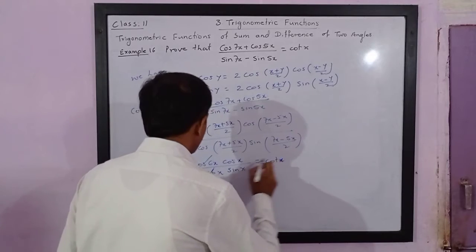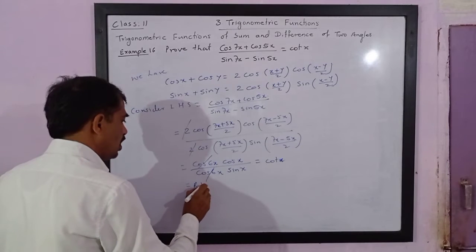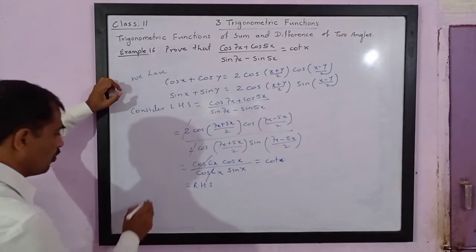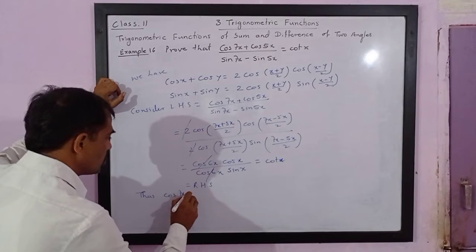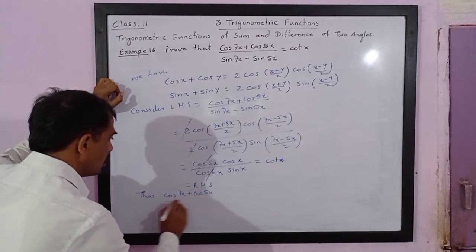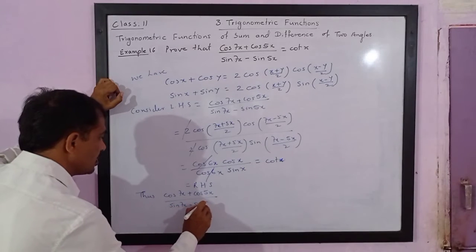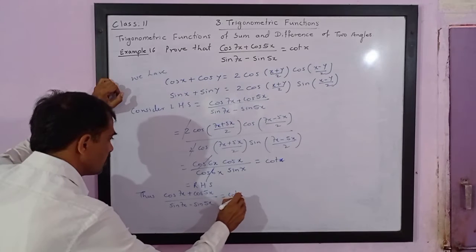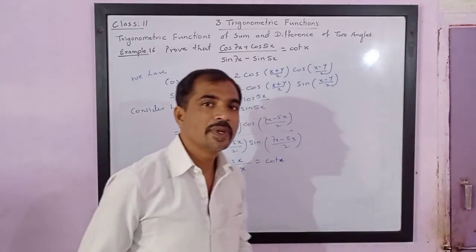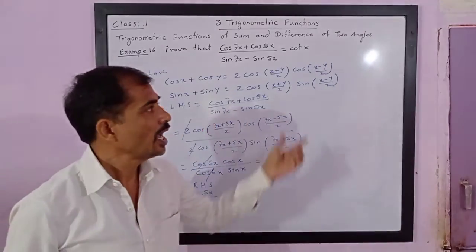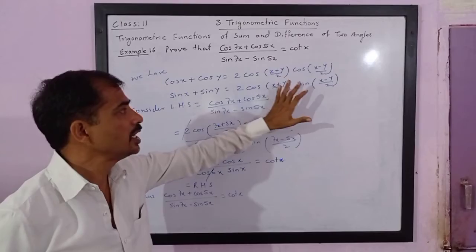So thus we have solved LHS and we have reached RHS. Therefore we can write the result as (cos 7x + cos 5x) upon (sin 7x - sin 5x) is equal to cot x. Kind request for all the students, these formulas are difficult to remember, so solve the problems repeatedly, and if you solve them 3-4 times, I feel these identities will be permanently remembered.